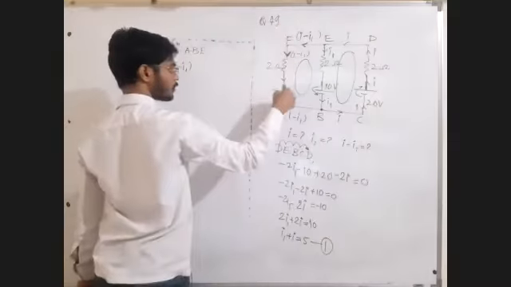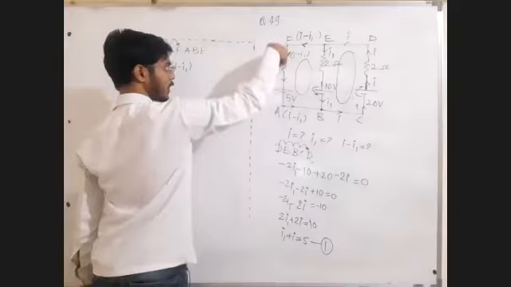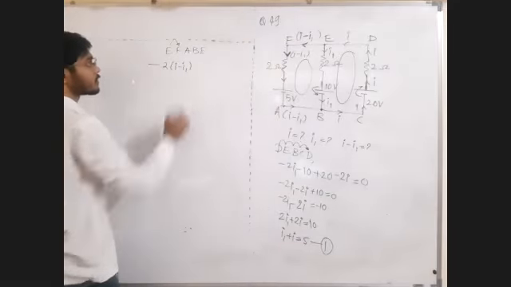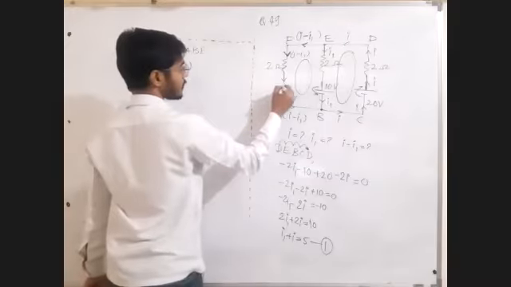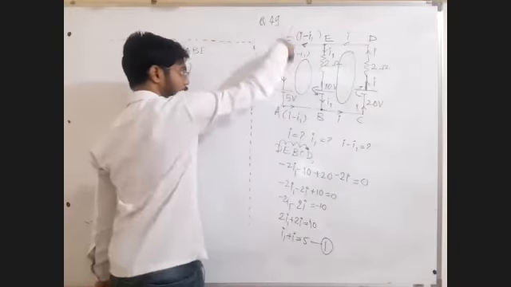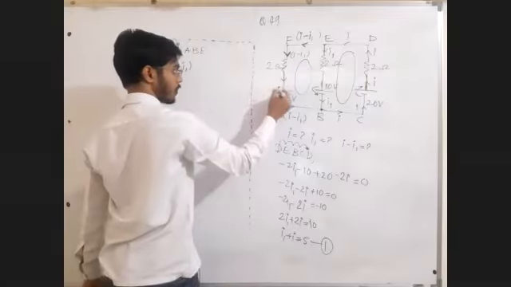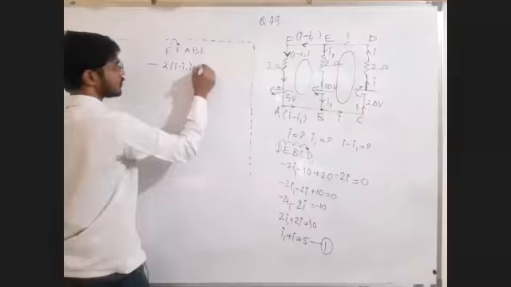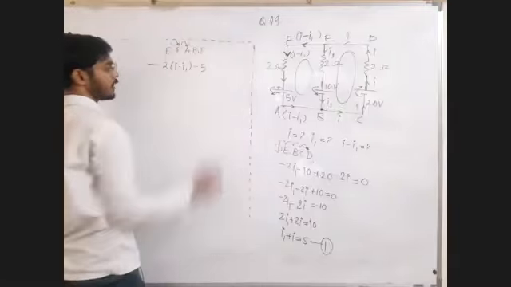I am moving from F to A, current is also F to A. In the direction of current, voltage is negative. So minus. Now I encountered battery. I am moving from F to A, means I am moving from positive to negative. EMF is negative. Positive to negative, EMF is negative. So minus 5. I came to point A.